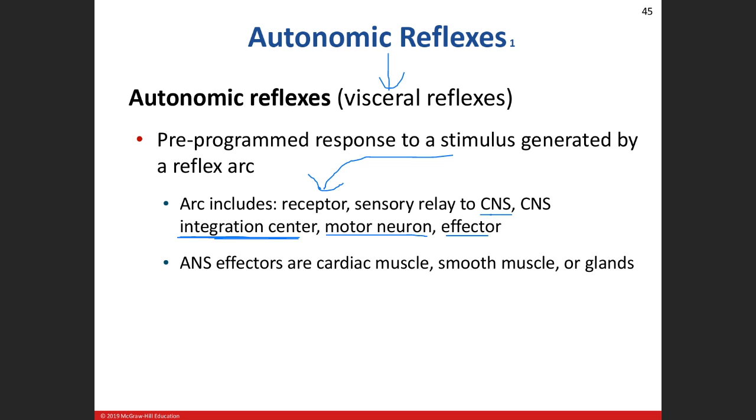Give me one effector organ. Well, yeah, okay, so you're giving me specifics. I was just going to say cardiac muscle, smooth muscle, or glandular tissue.